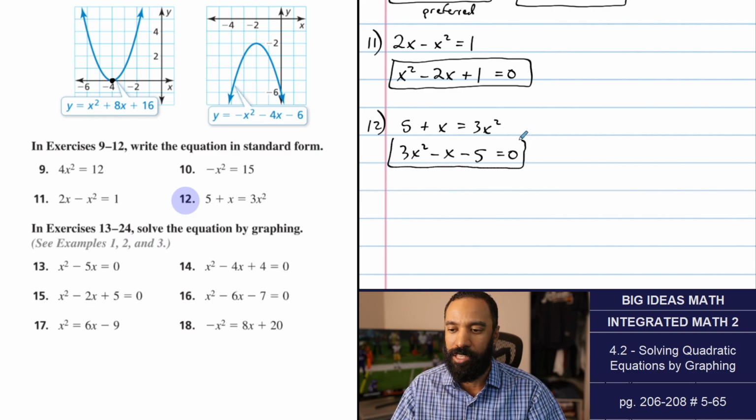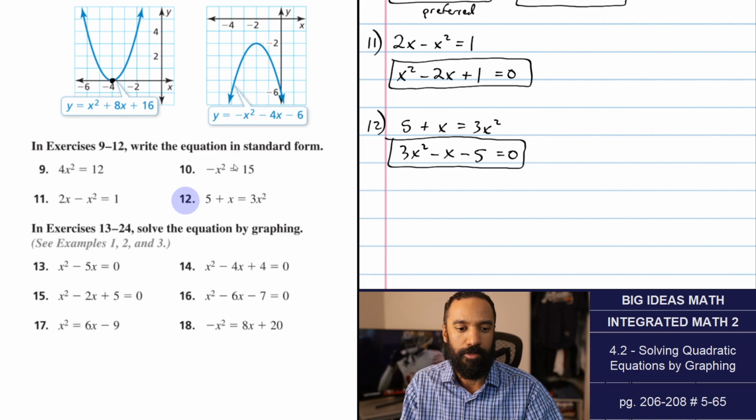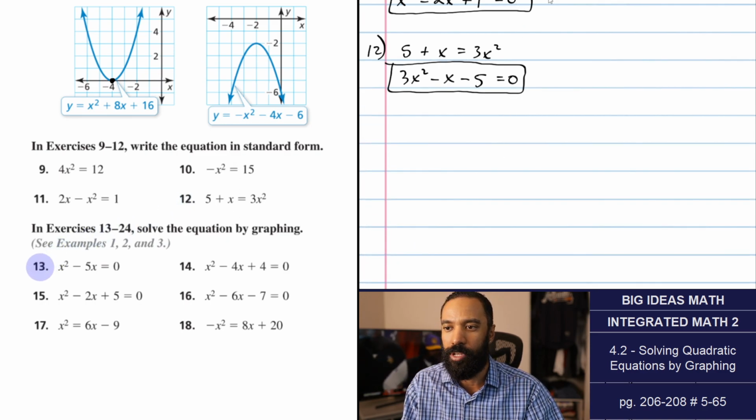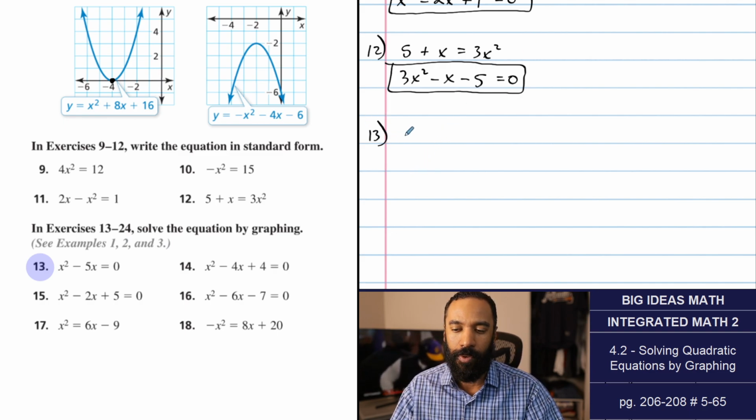I imagine we'll be graphing these afterwards, solving by graphing. Yep, solve the equations by graphing. See examples 1, 2, and 3. And listen, there were two methods that we chose here. We're going to be using the method where we set it equal to 0 and find where they cross the x-axis. So let's go off of that.